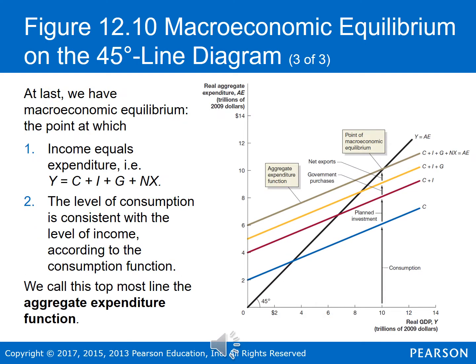So once we add I plus G plus NX to the consumption function, we end up with our aggregate expenditures. And remember, the Y on the 45-degree line is also going to equal aggregate expenditures. So our point of macroeconomic equilibrium is going to be where the C plus I plus G plus NX equals Y, where it crosses that 45-degree line.